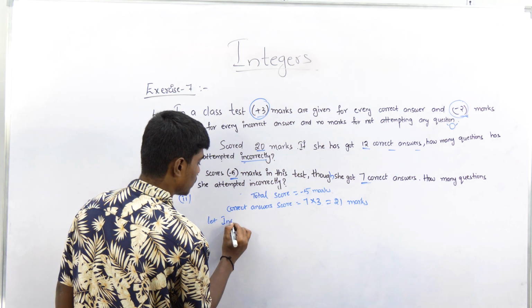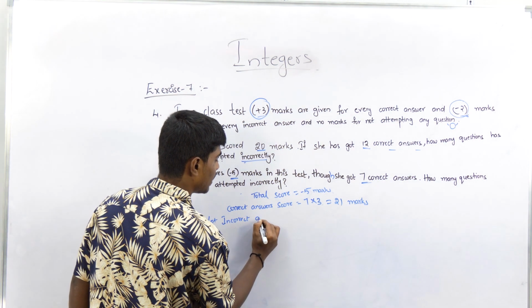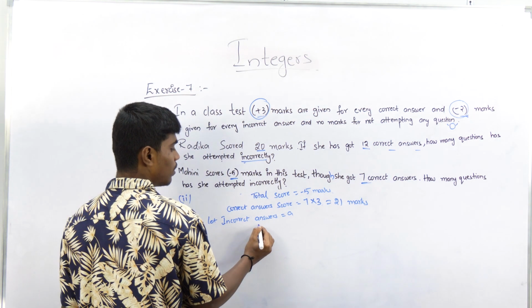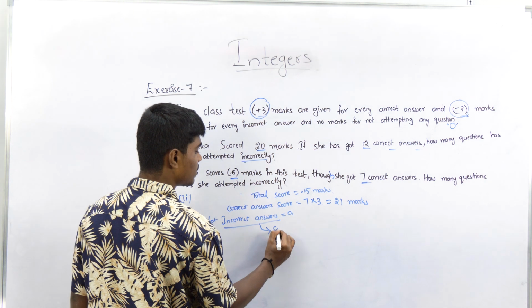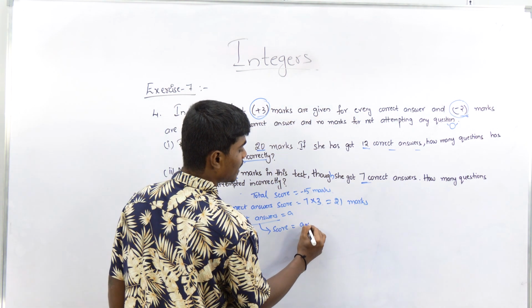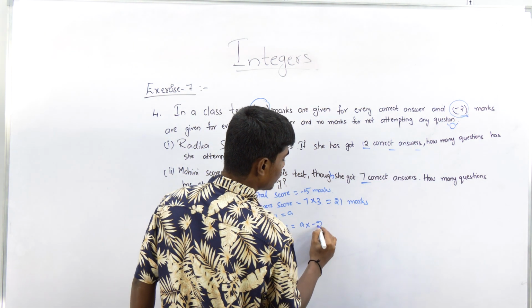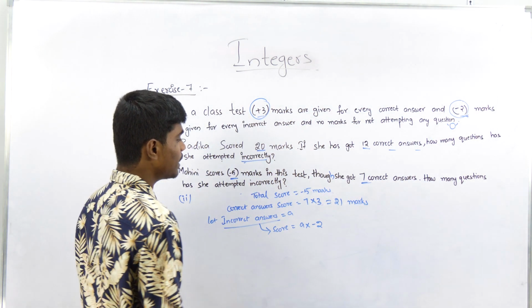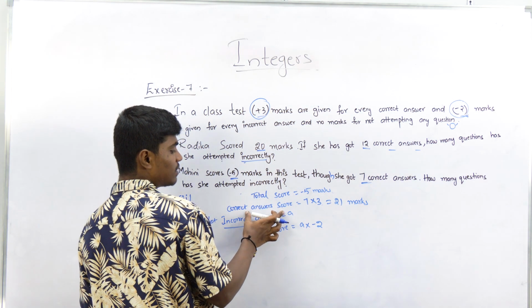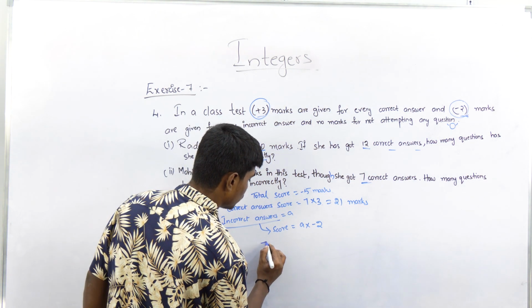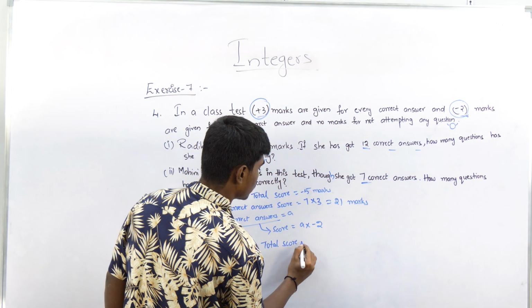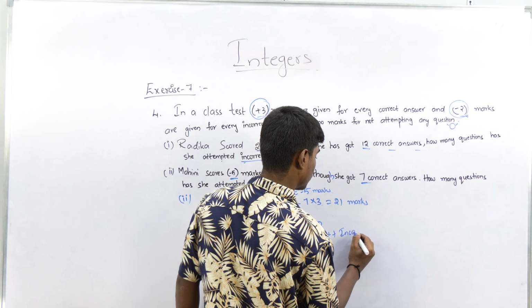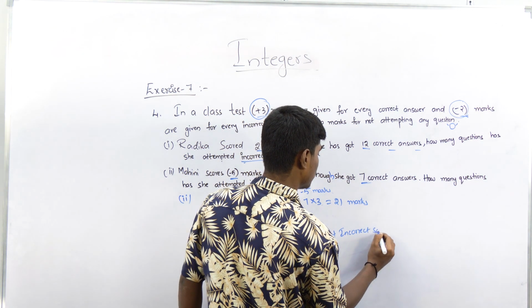Let incorrect answers be equal to A. Now score for these incorrect answers is equal to A into -2. As I told you before, for one question it's -2. For A questions it is A into -2. See, as we know, total score is equal to correct answer score plus incorrect answer score. So total score is equal to correct plus incorrect score.